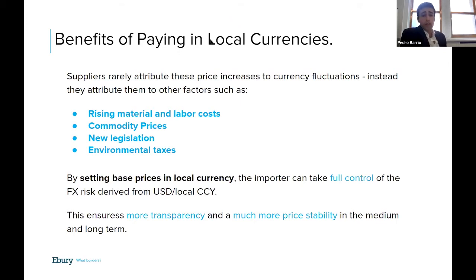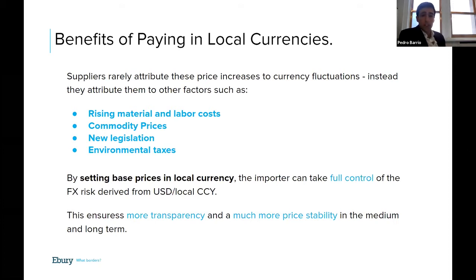They also tend to blame new local legislation, so perhaps a sustainability or environmental taxation, labor taxation, etc. These are the main excuses that normally tend to be used by exporters instead of the FX. But in our experience, the larger and most volatile price increases that we experience are normally directly correlated with the USD local currency pair.